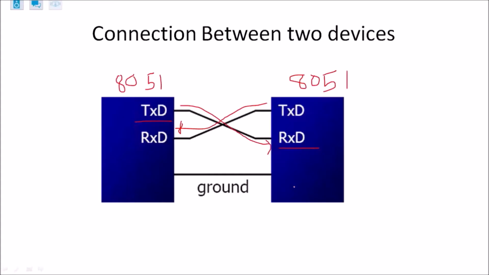And the ground terminal is common. The ground terminal of both ICs is connected together. Instead of 8051, here you can use a PC also. We can transmit data from 8051 to PC, or from PC you can transmit data to 8051. So this type of connection is generally used to connect two devices for serial transmission of data.